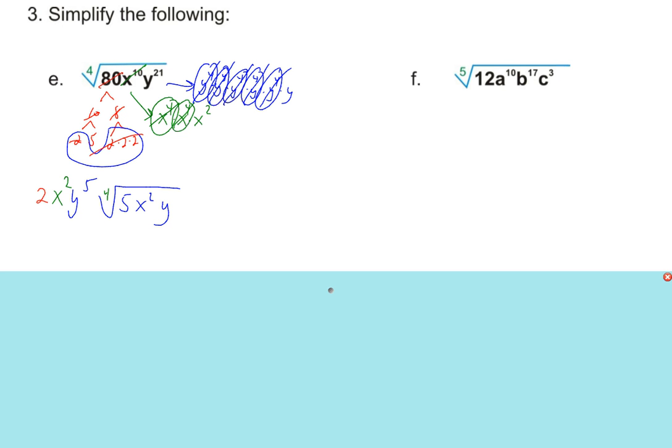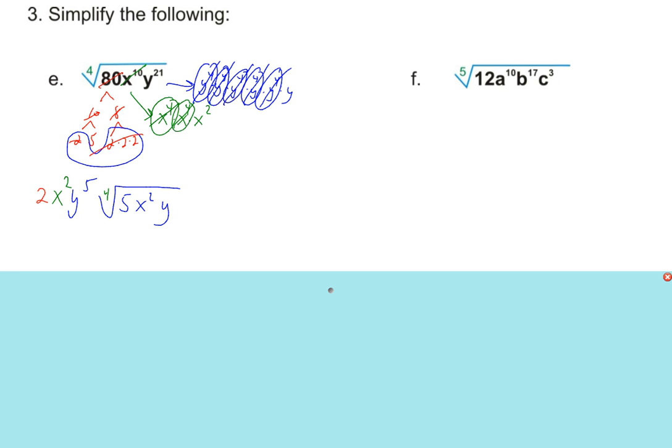Questions? Kaylin, how did you factor the 80? Into 10 times 8. 10 is a 2 times 5. An 8 is 2 times 2 times 2, or 2 times 4, and a 4 is a 2 times 2. I mean, did you not factor 80 that way? I did it all. I skipped over.